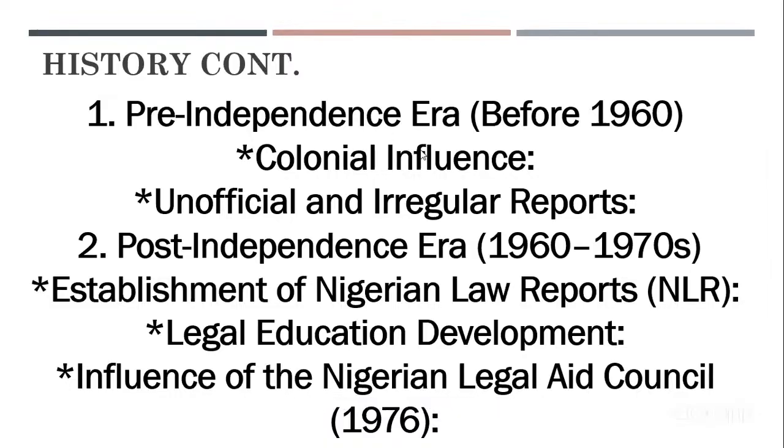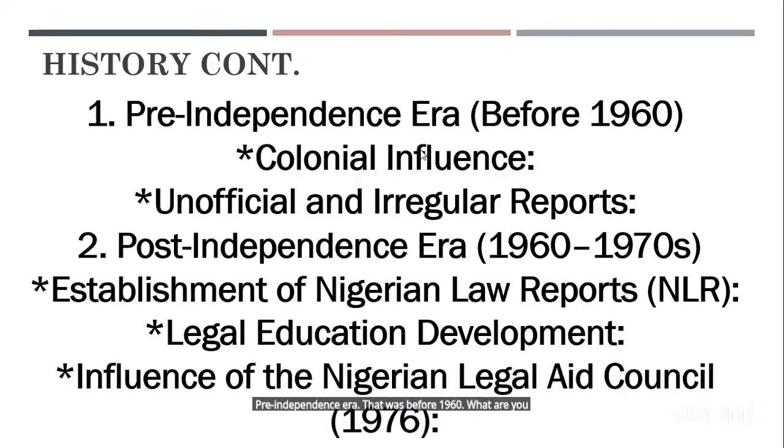We'll talk about number two, which is the post-independence era, and then how we got to where we are. But I think we should just take them one after the other. Let's look at the first one, which is the pre-independence era. That's before 1960.